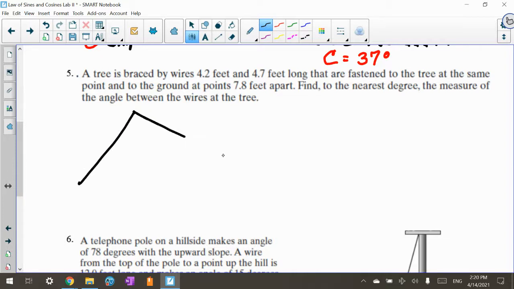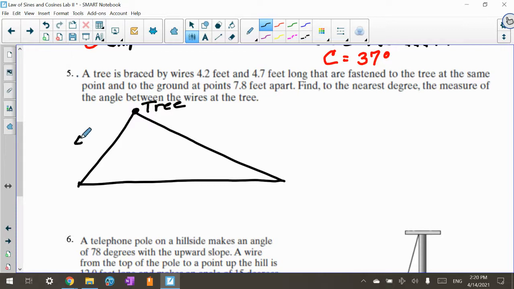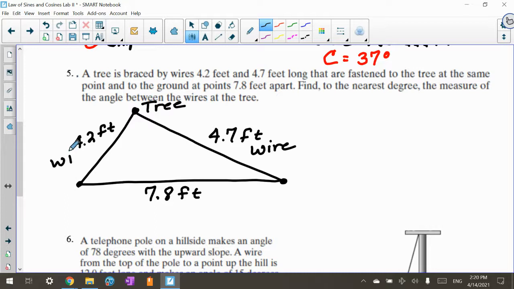So I'm going to do a wire here, a wire here. This is going to be my tree. Okay, and here we go. So here I have a wire. They said one is 4.2 feet long. Here's my other wire that's 4.7 feet long. And they're fastened to the tree at the same point. So that's right here. And on the ground, they're 7.8 feet apart. Okay, so they're fastened right here and here, and this is 7.8 feet apart. So this is a wire. Let's just do this. Okay, and this is our ground. So maybe this will help you see it a little bit better.